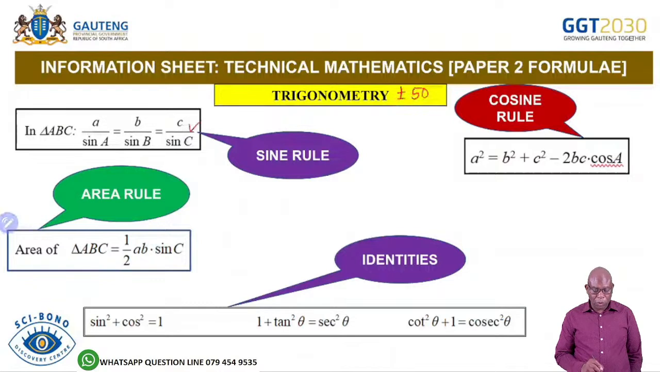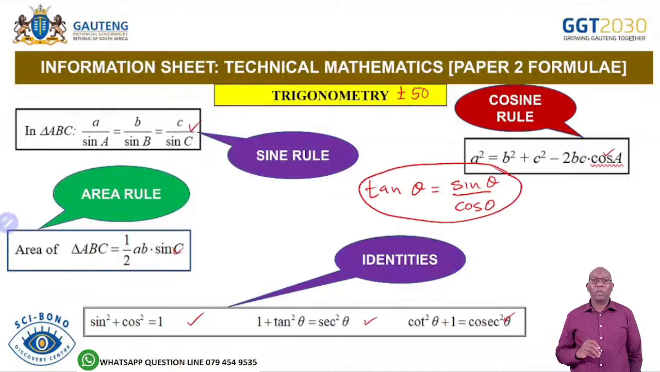There will be rules that are given in trigonometry, and we have the identities, which are very easy. When you go into the exam, please add this one immediately before you start with anything: the tangent of theta is sine theta over cos theta. Add that one because we use it more often, so add it before you forget it.